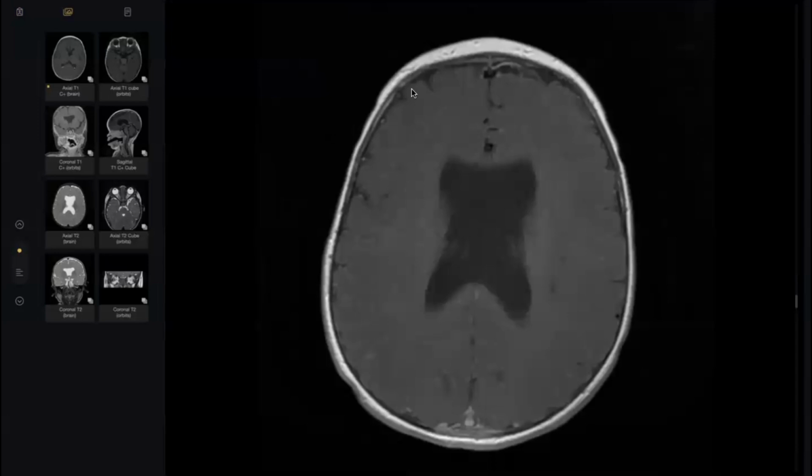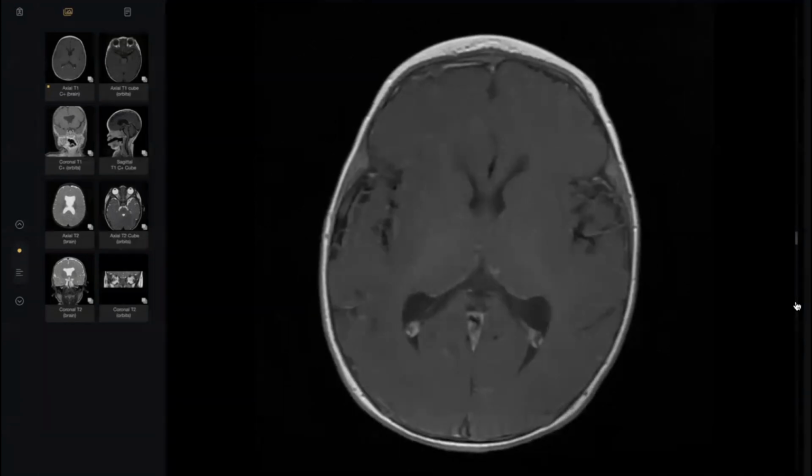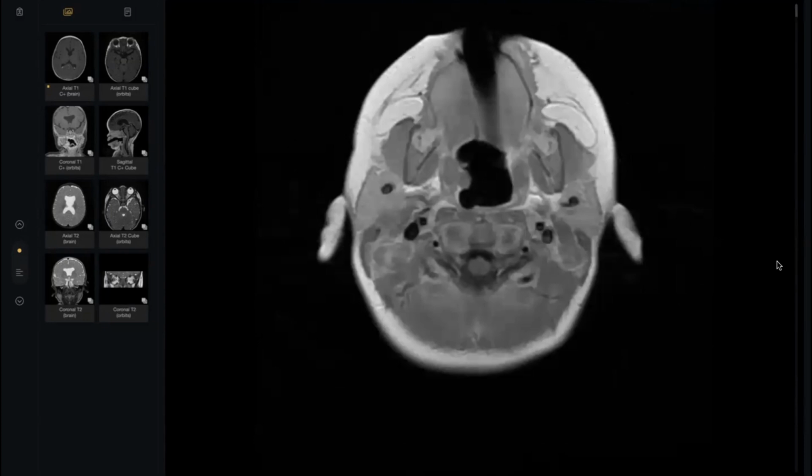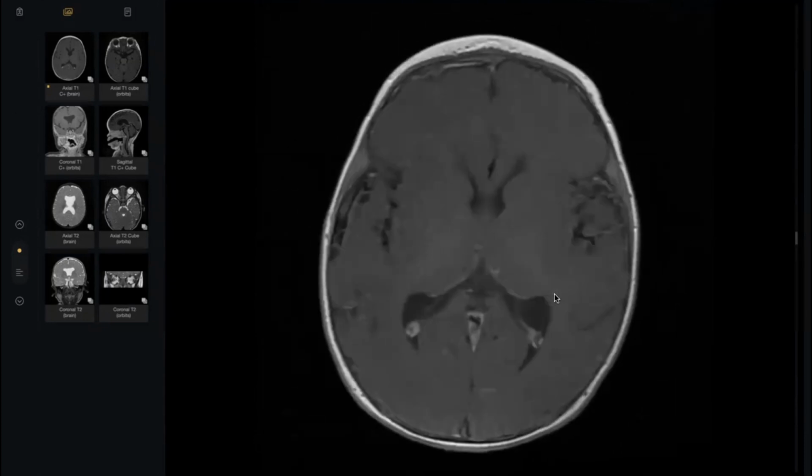Sir, I'm unable to scroll properly. Use the arrows. Okay, sir. I think it's just jumping. Yeah, I think it's fine now.